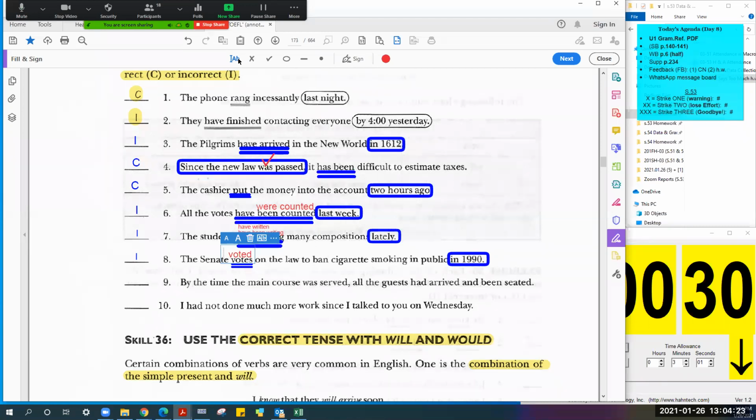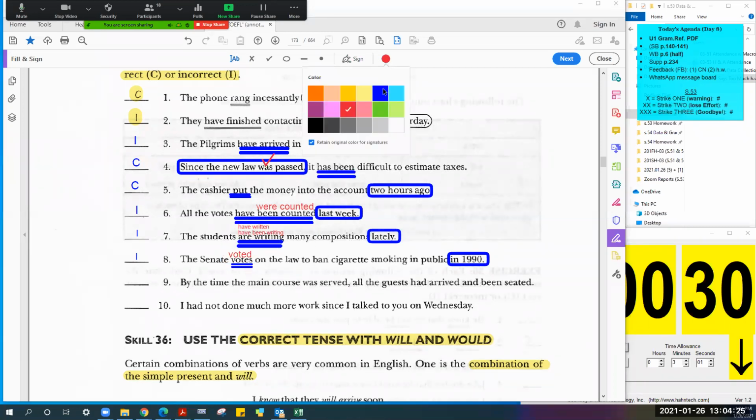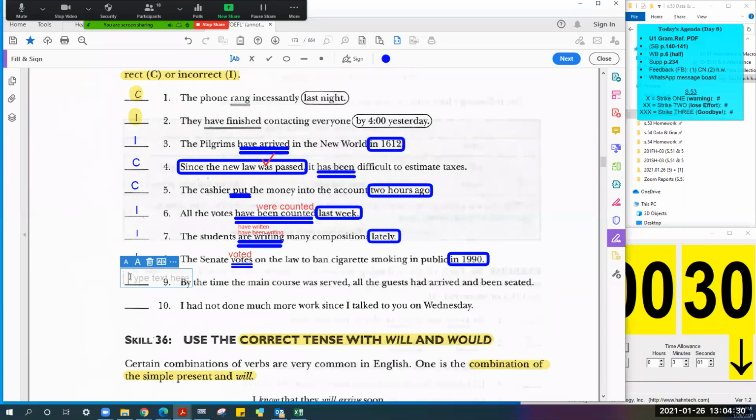Matham Al-Qurain. What do you think? Is this next one correct or incorrect? Number 9. I think correct. Is it correct? Yes, it is. Where's the time expression? By the time the main course was served. Yeah, by the time. We put all of this in the circle. So by, and then the time here is past, right? Yes. Where do I put a line? I need a line. Where should I put the line?